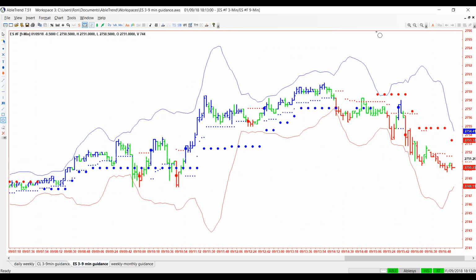Okay, let's take a look at one last one here. We've got the E-mini S&P. A lot of people like this one. Very popular, probably the most popular market to day trade in the U.S., the E-mini S&P.